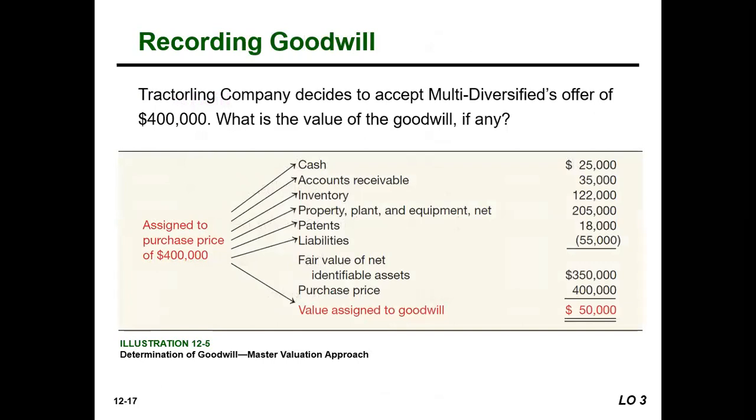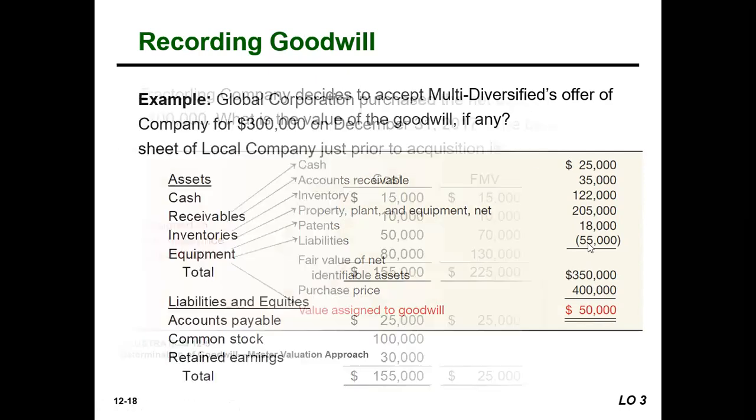So here's an example of determining this difference. It says Tractor-Link Company decides to accept Multi-Diversified's offer of $400,000. What is the value of goodwill, if any? So if Tractor-Link Company has a fair value of net assets of $350,000 and Multi-Diversified is going to buy it for $400,000, that's $50,000 of goodwill that Multi-Diversified would record in this purchase, right?